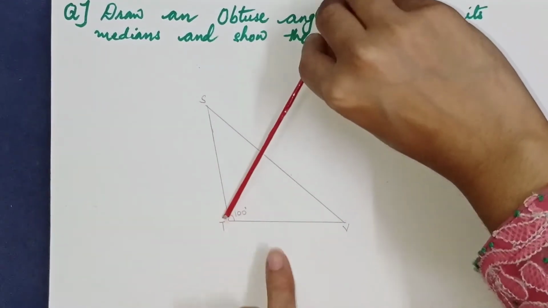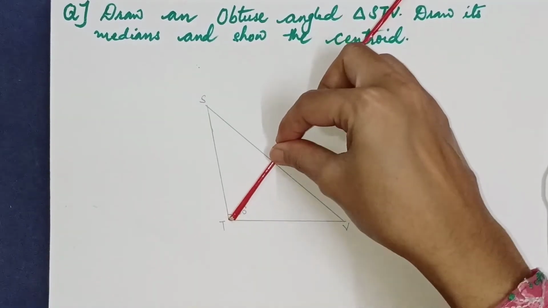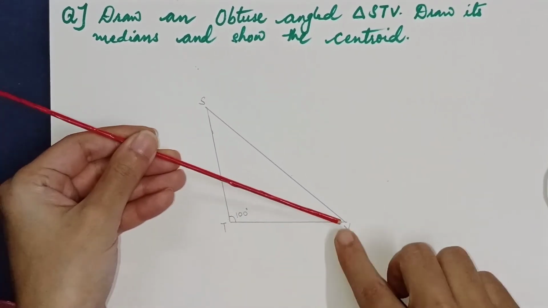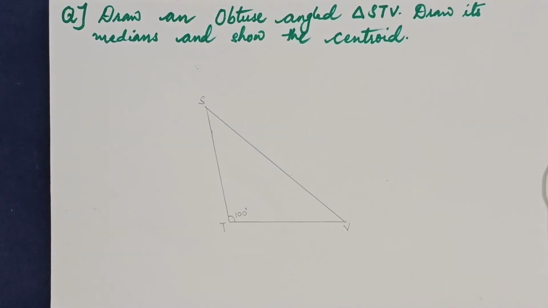From here, the opposite side will be somewhere over here. So this will be the median, and from here, this is the opposite side. So the median will come like this. And when all the three medians meet at a particular point, that point is called the centroid. So first, we are going to find out where the midpoint is.